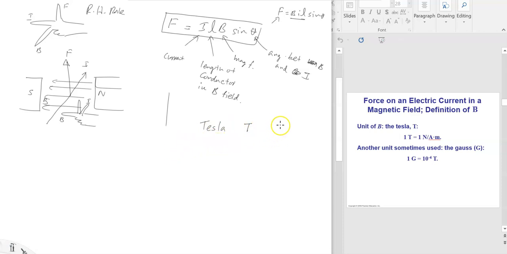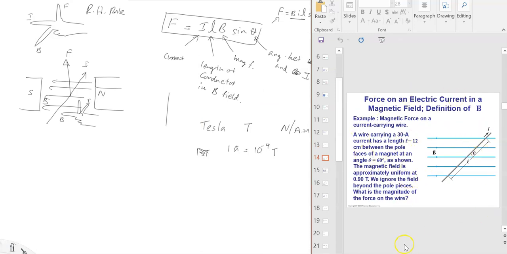Tesla is also Newton per ampere meter, but we can just call it Tesla. There's another unit for magnetic field, which is Gauss. 1 Gauss, it's a smaller unit, is 10 to the negative 4 Teslas. So for most lab-related, small magnetic fields, we use Gauss because it's a smaller unit. But when it comes to large magnets, superconductors, the magnets in MRI machines, we use the term Tesla. Okay? Alright. Let's see what examples we're going to discuss.